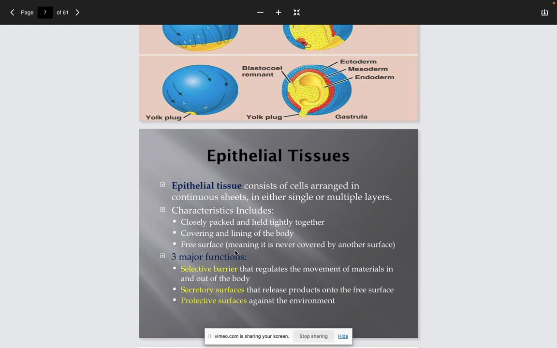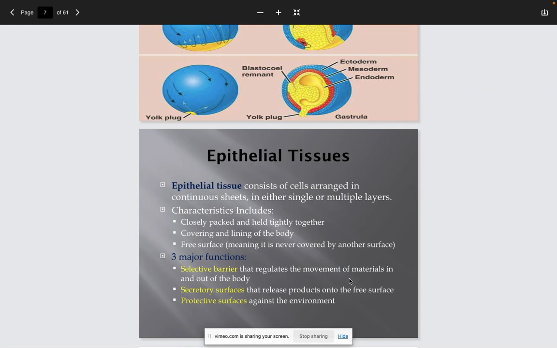It's important to know the major functions. They provide a selective barrier, so when cells come together, they protect us and regulate the movement of materials inside and outside of the body. So we talked about how fentanyl is able to get inside and permeate these cells. This is why it's important to wear gloves when you're handling any type of narcotics.